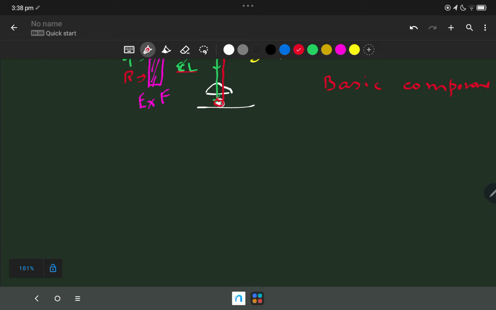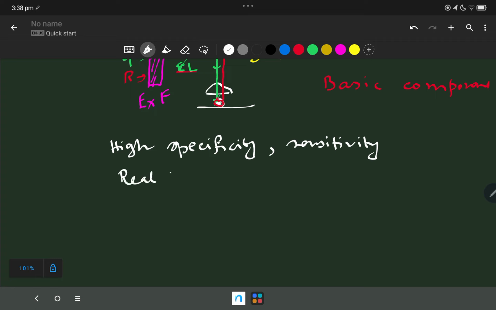So what are the benefits then? One benefit is high specificity, and high sensitivity. A specific wavelength of light is emitted, which you can see here. You can also do real-time imaging, real-time observation. These are the benefits. There are many benefits of fluorescence microscopy.